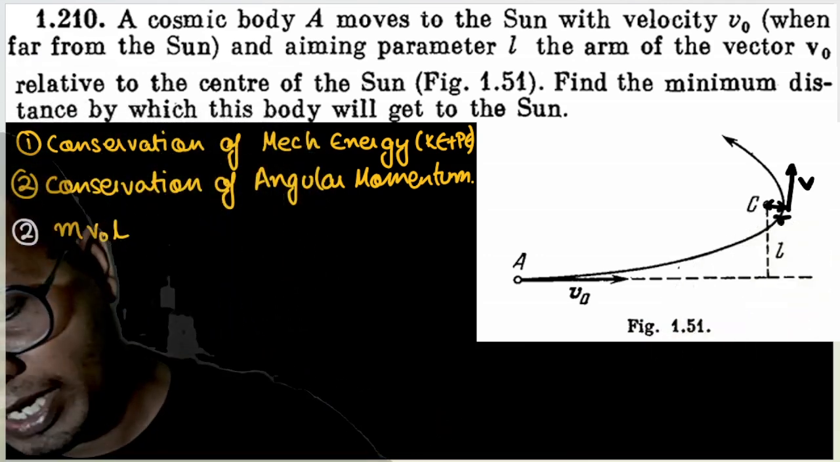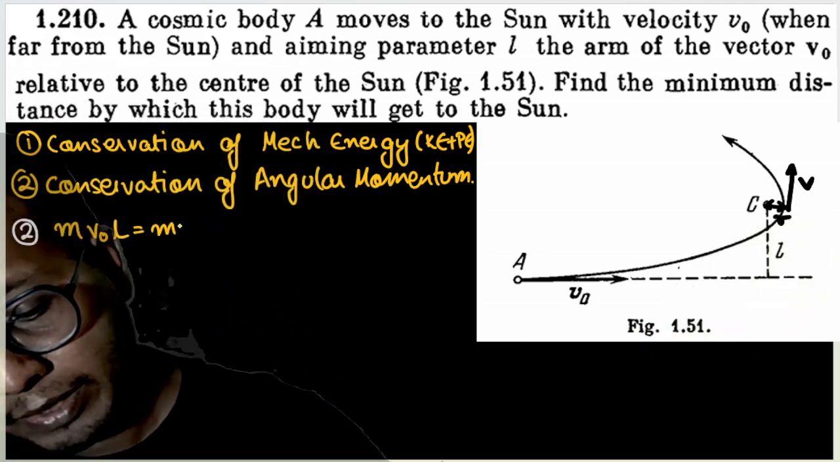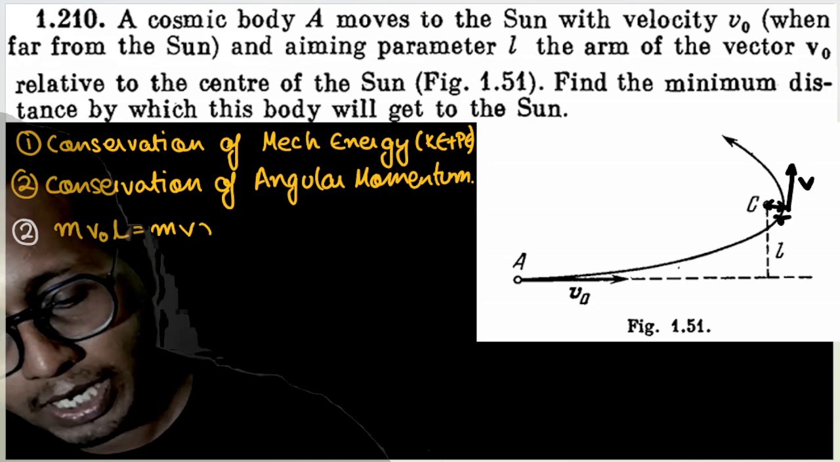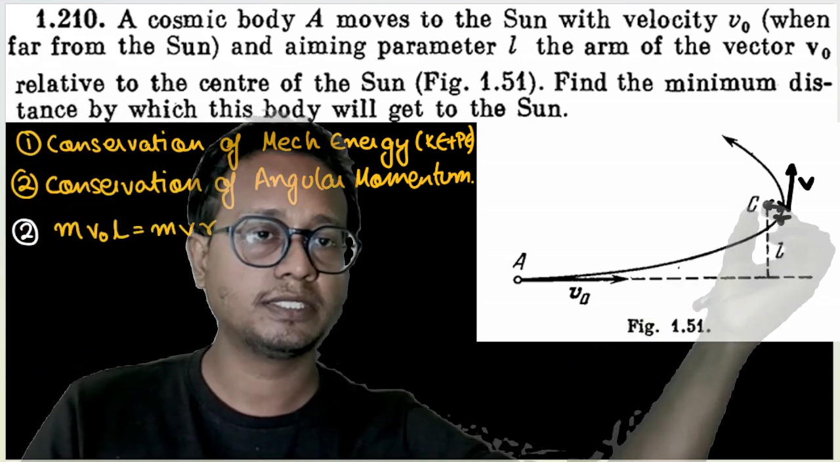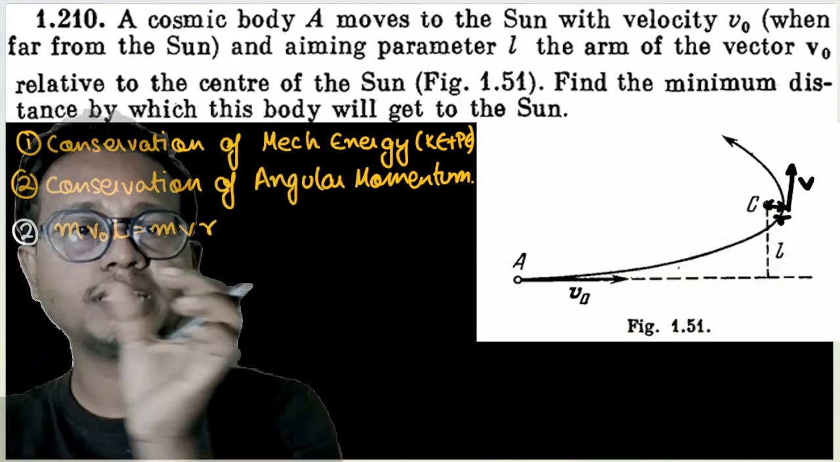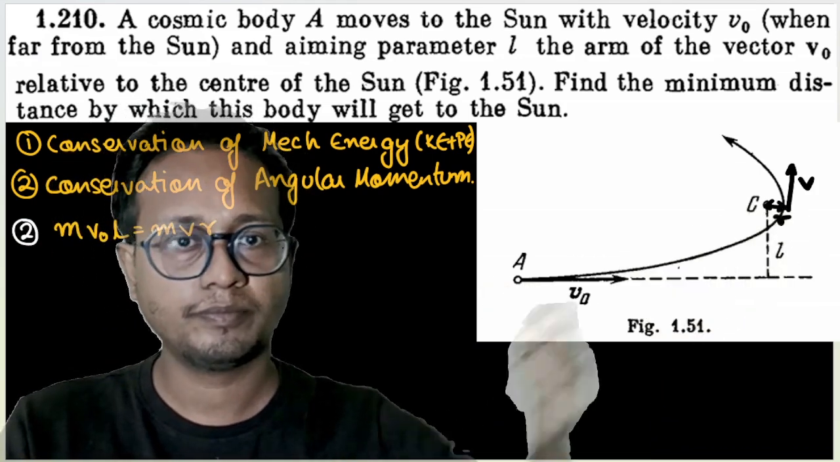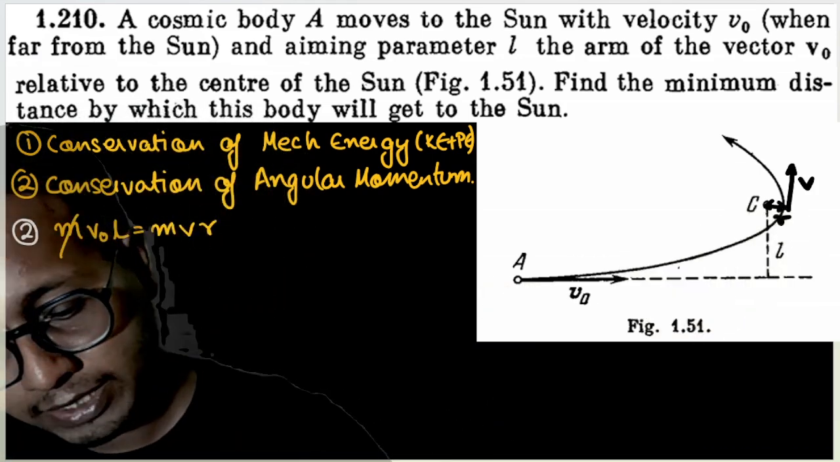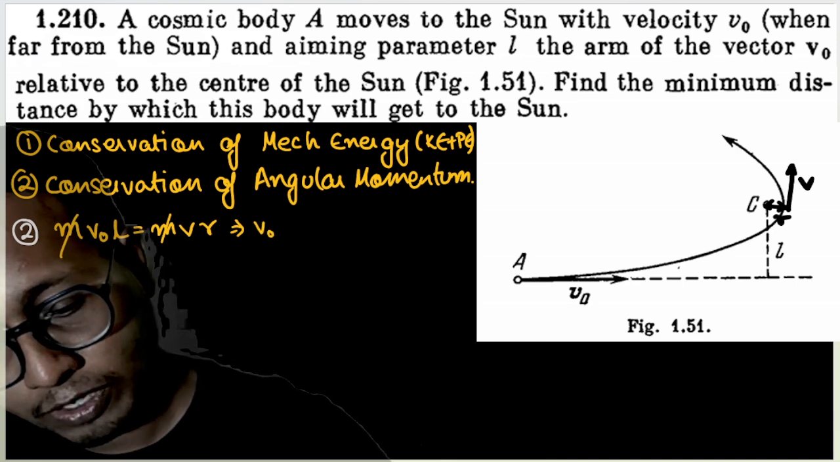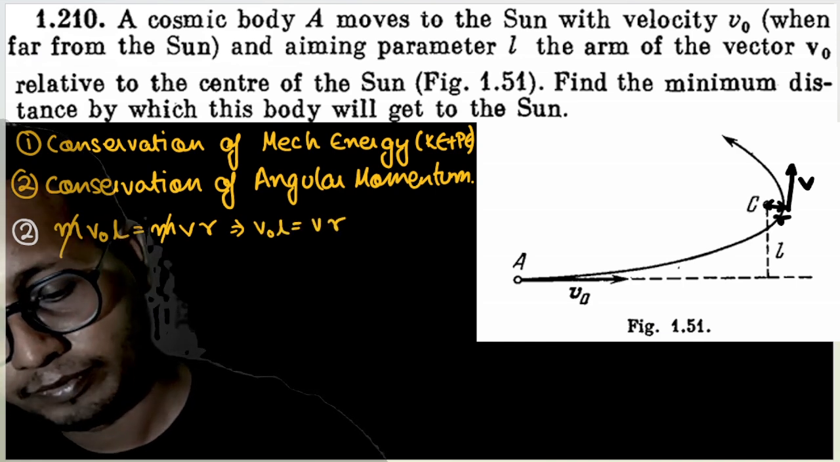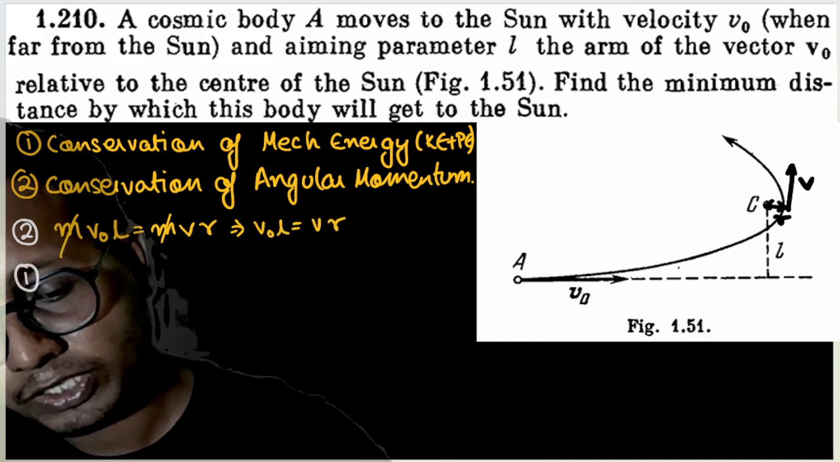The angular momentum of the planet out here would be nothing but m into some other velocity v into r, where r is the closest distance. So initial angular momentum is equal to the angular momentum of the planet out here. So m and m would get cancelled, or v naught into L is equal to v into r. Now we apply our first equation, conservation of energy.